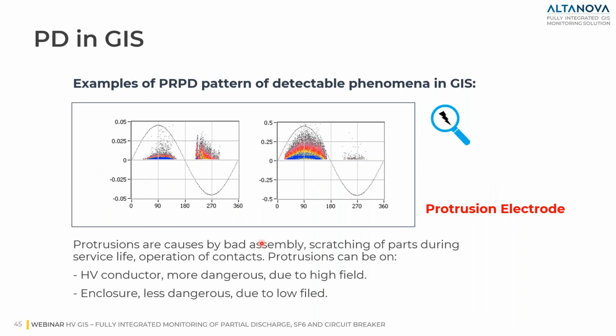Some additional info about PD. We have here a typical PD pattern for protrusions. Protrusions are caused by bad assembly, stretching of parts during the service life operation of contacts, and so on. There are two types: protrusion on the HV conductor, the more dangerous due to the high field, or it can be on the enclosure.